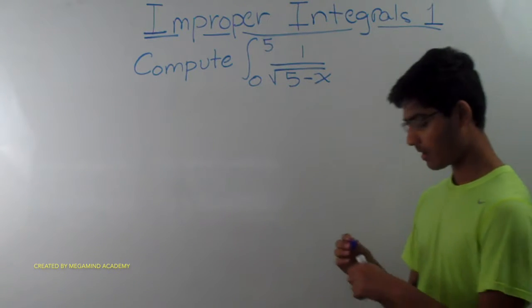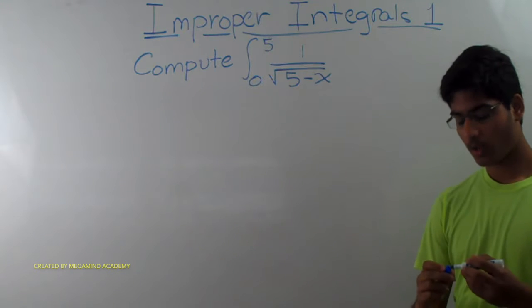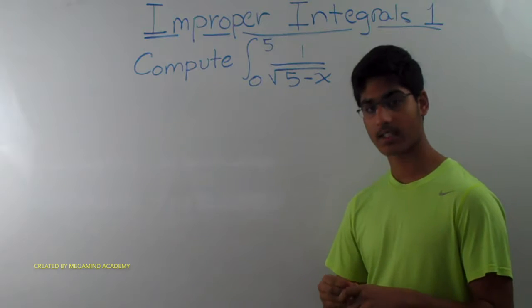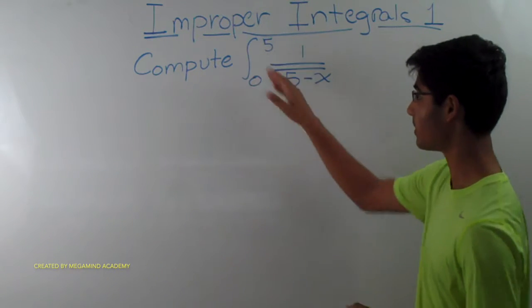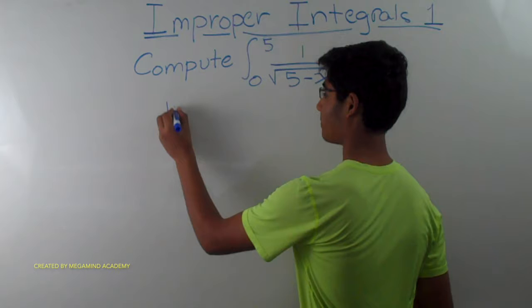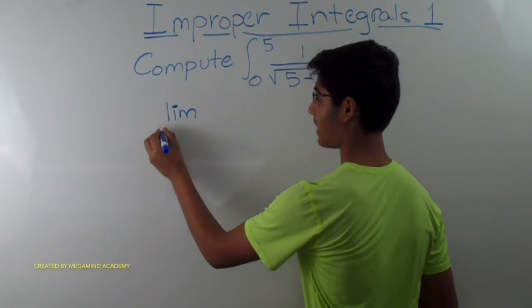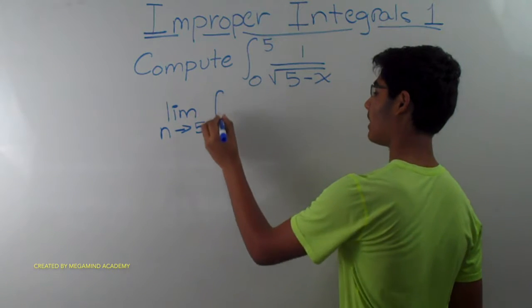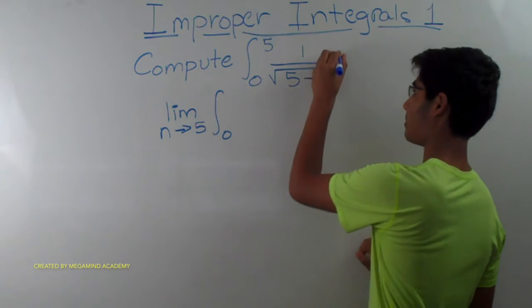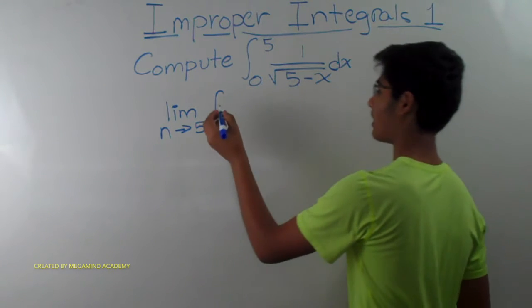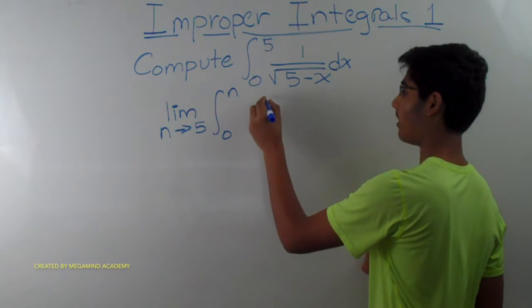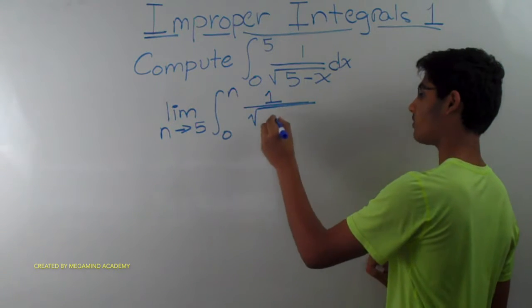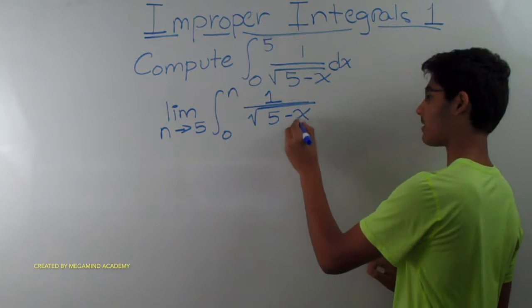Here's where we go back to something that we learned in the very beginning of calculus: limits. So we can say that this would be the limit of some value, let's say n, approaching 5, of the integral from 0 to n of 1 over the square root of 5 minus x dx.